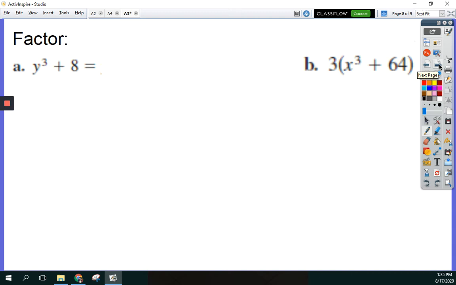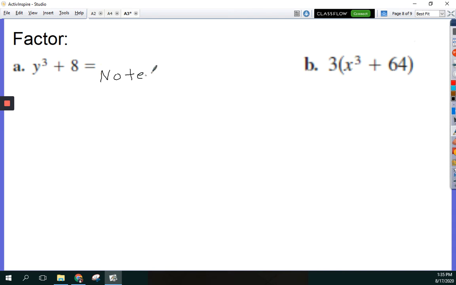So again, if I'm looking at this, I see, oh, I have 2 terms. I have a y cubed. I probably want to check and see if 8 happens to be a perfect cube. And it does. 8 is going to be 2 cubed. So we can use that sum of cubes formula this time.